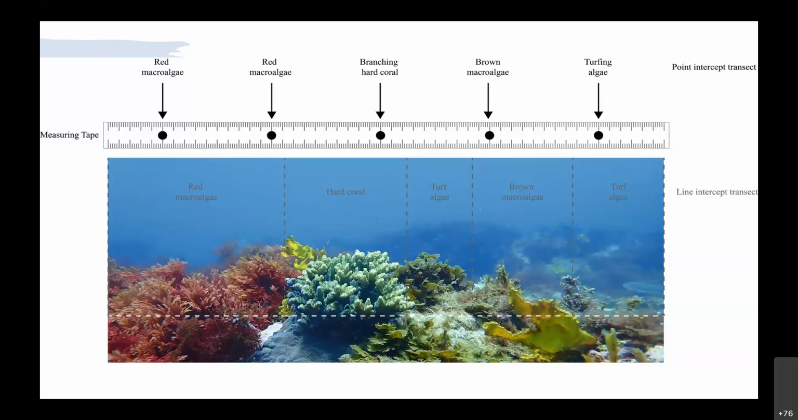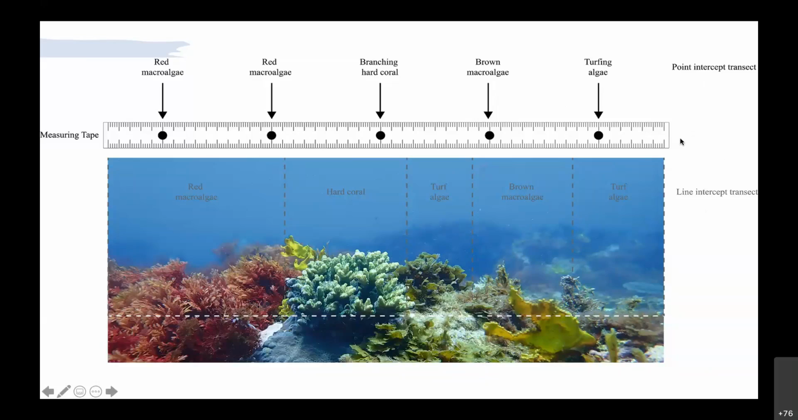But for example, this is line intercept transect. It means they want to look at the whole community, so the sampling must be according to the benthic. So for example, this is benthic. Point intercept transect and line intercept transect are different. If you want to look at the cover, you can use line intercept transect.